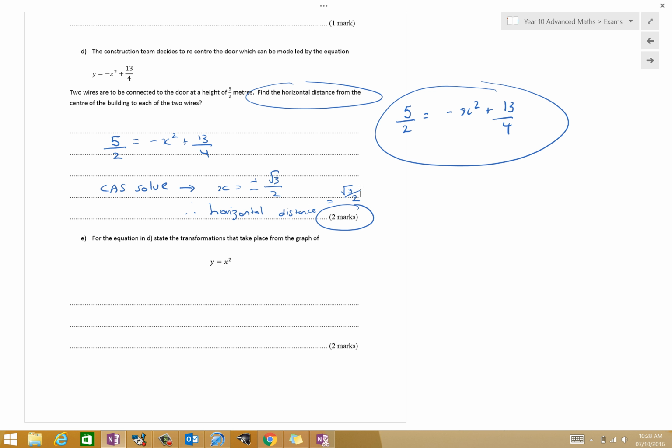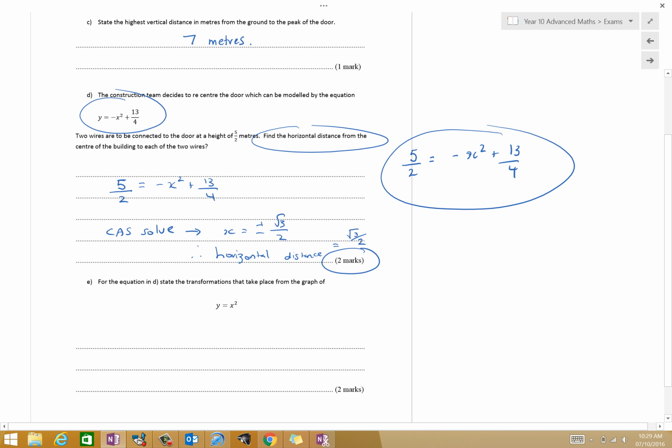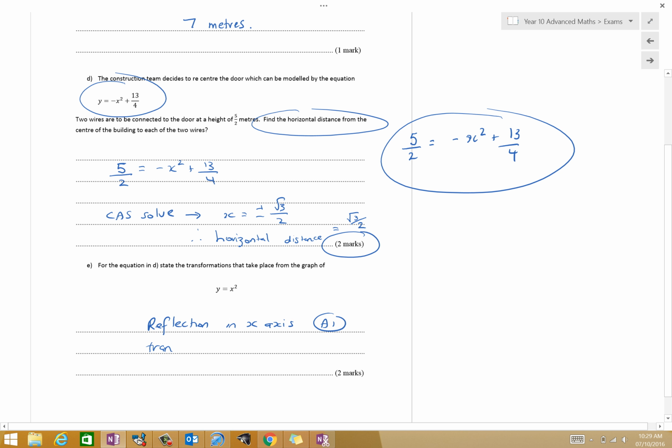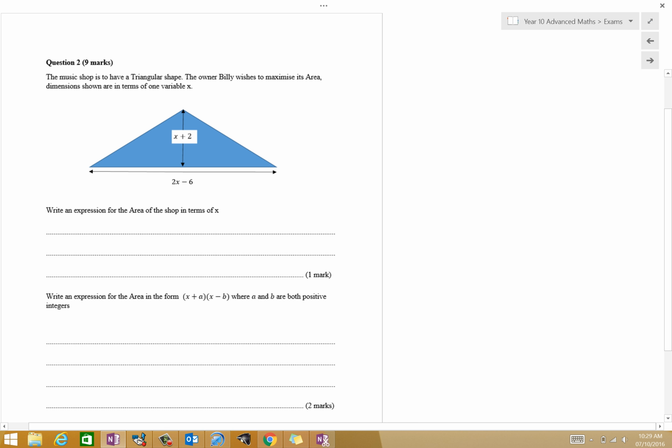Now it says, for the equation in D, state the transformations that take place. What are the transformations that take place? There's 2 of them. What does the negative do? So it's a reflection in the x-axis. That is 1 mark. What is the other one? It's translated 13 on 4 units up. Make sense? 13 over 4. Yeah. We know that.